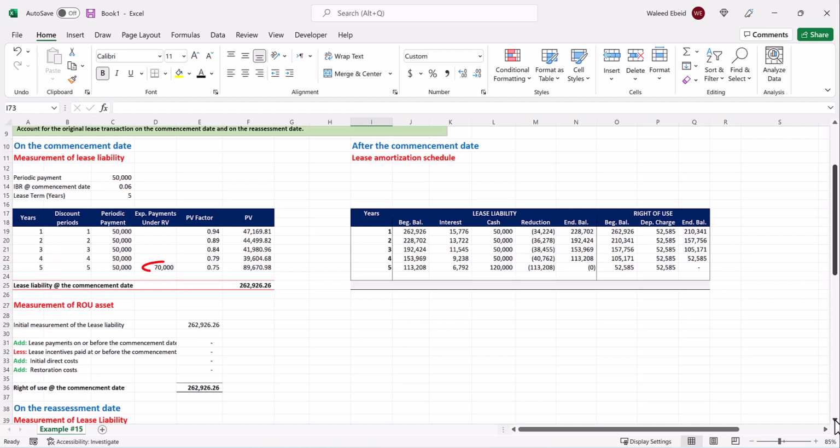Note that the $70,000 here is the amount that is expected to be paid under the residual value guarantee based on the lessee's assessment on the commencement date, and therefore is added to the periodic payment for the last year.